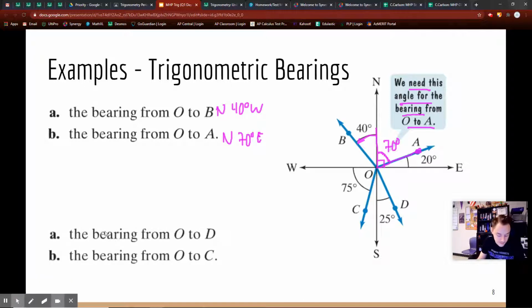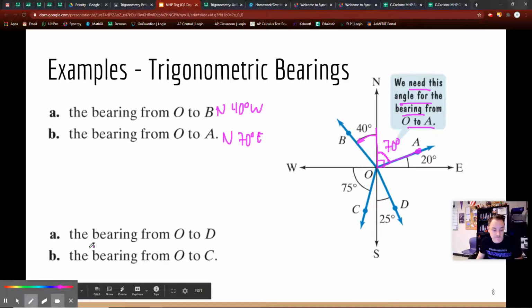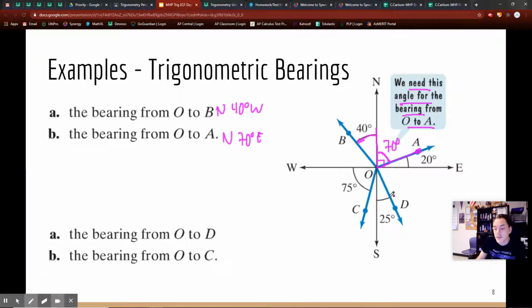Perfect. All right, let's do these. O to D. Try it yourself. Try to see if you can get O to D. Let's see if you got it correctly. Start with the origin. Go down because it's south. So I go south, and then I go over how many degrees to get to D? 25.